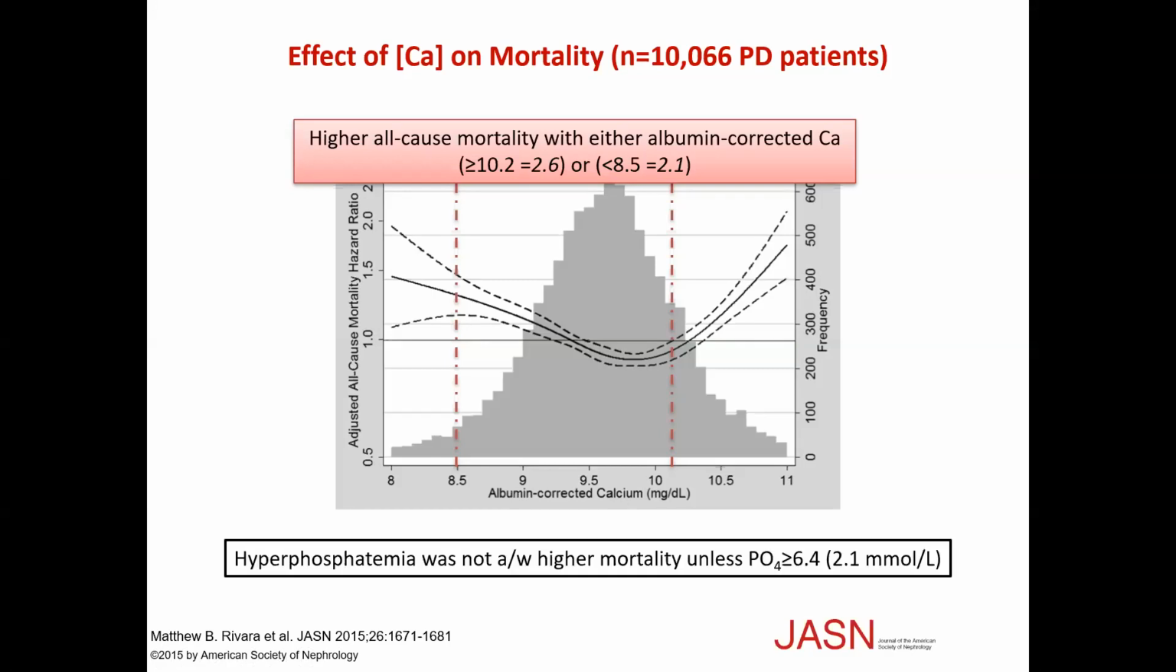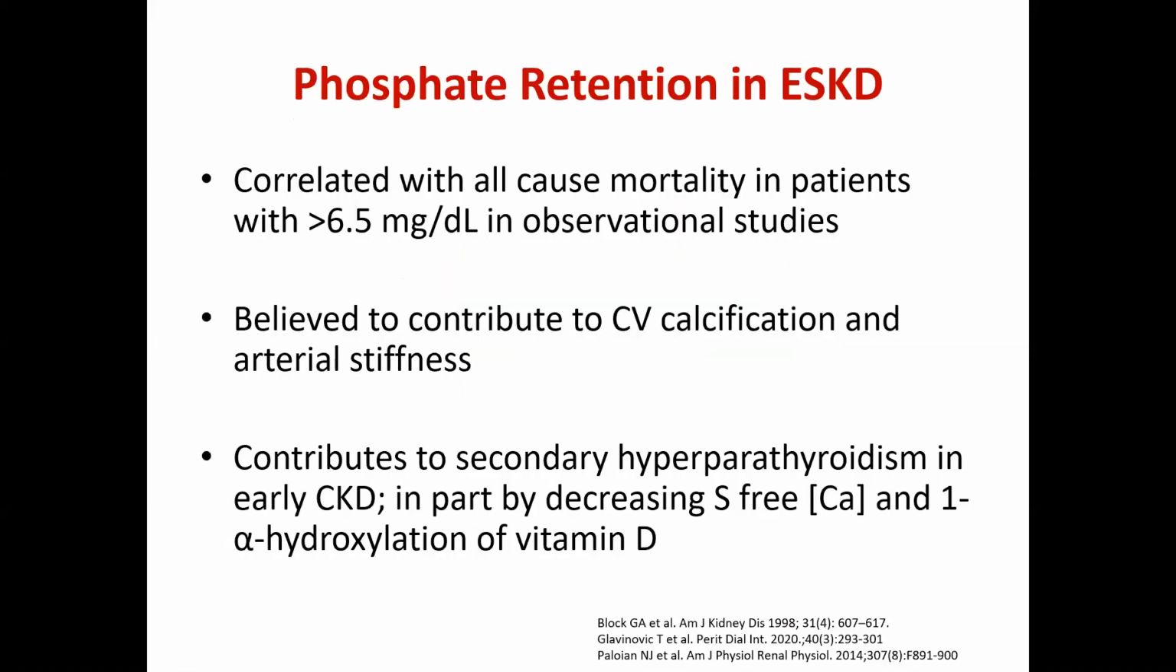All right? This particular study also looked at the level of phosphate, and they have not demonstrated any higher mortality until the phosphate was really more than 6.4, which is more than 2.1 millimoles per liter, and this has been corroborated by other studies. Now, why do patients on dialysis and kidney failure retain phosphate? We know that, as the nephron mass drops, the functional capacity of the kidney drops, patients retain phosphate, all right? So again, the study that I've just mentioned, in addition to multiple other observational studies, have shown a higher mortality with a higher phosphate that is more than 6.5, which is 2.1 millimole per liter. And the hypothesis is that the high phosphate contributes to cardiovascular calcification and arterial stiffness.